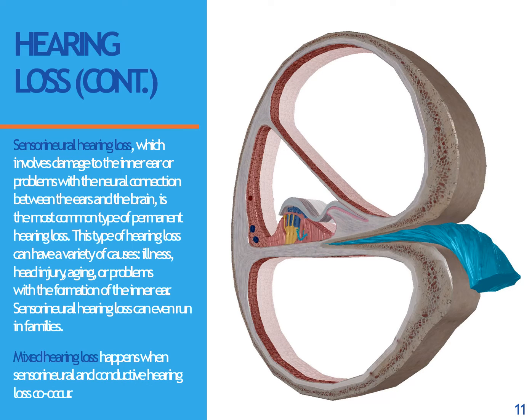Sensorineural hearing loss, which involves damage to the inner ear or problems with the neural connection between the ears and the brain, is the most common type of permanent hearing loss. This type of hearing loss can have a variety of causes, such as illness, head injury, aging, or problems with the formation of the inner ear. Sensorineural hearing loss can even run in families. Mixed hearing loss happens when sensorineural and conductive hearing loss co-occur.